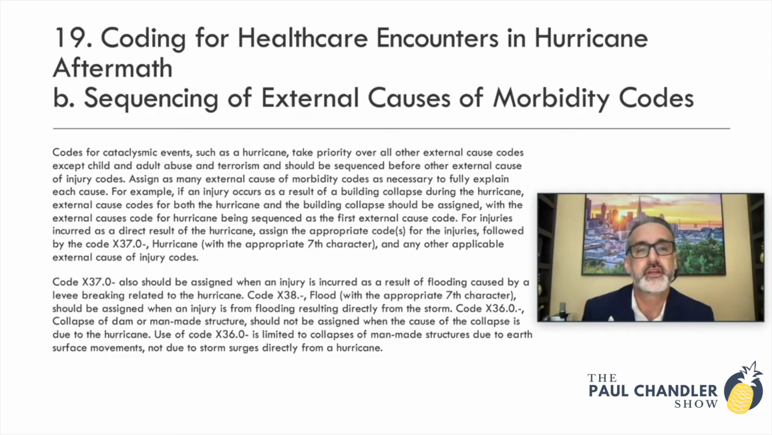other external cause codes, unless the patient is also suffering from child or adult abuse or a terrorism code is involved, then only the adult and child abuse or the terrorism codes would go before the hurricane external cause code. If not, the hurricane external cause code goes before everything else. So it's all just based on the sequencing there.